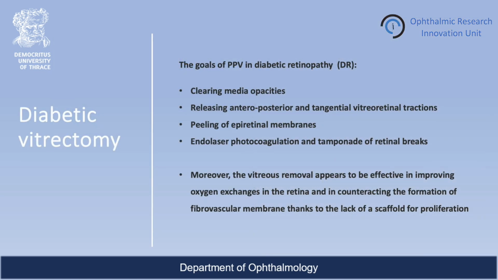In diabetic retinopathy, the goals of vitrectomy consist of clearing media opacities, releasing anteroposterior and tangential vitreoretinal tractions, peeling of epiretinal membranes, endolaser photocoagulation, and tamponade of retinal breaks. Moreover, vitreous removal appears to be effective in improving oxygen exchange in the retina and in counteracting the formation of fibrovascular membranes thanks to the lack of a scaffold for proliferation.